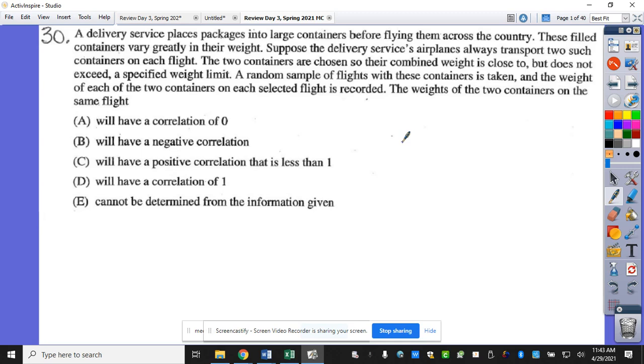Alright, so delivery service places packages into large containers for flying across country. Suppose they always transport 2 on each flight. The 2 containers are chosen.